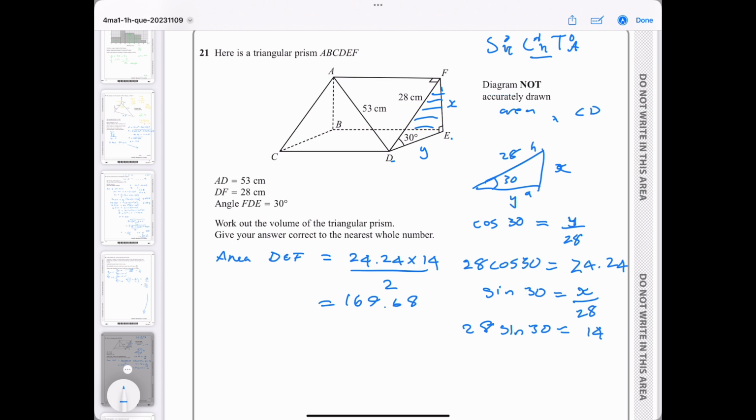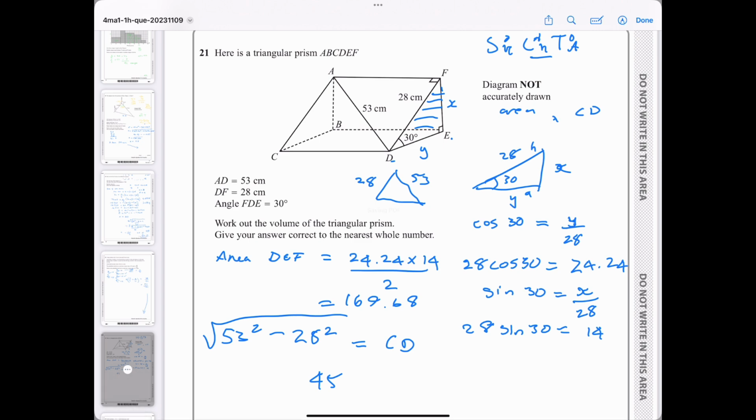Oh, that's quite easy. So actually, I know that that's the same. So what I've got here is that's 28 and that's 53. So I can just use Pythagoras. So 53 squared minus 28 squared, square rooted, equals CD. And that is, let's find out, square root of 53 squared minus 28 squared equals 45.